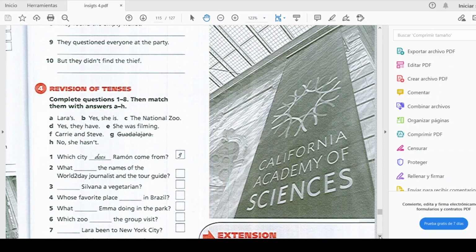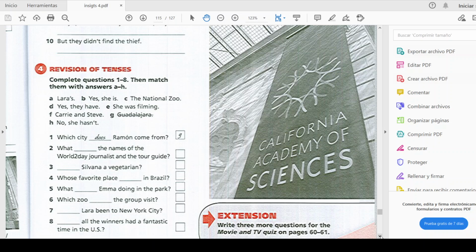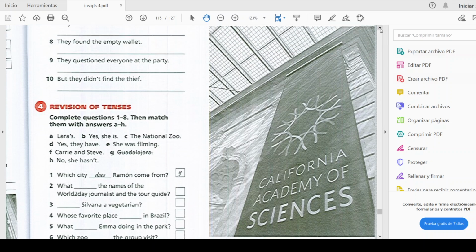In exercise number 4, as you can see, we have revision of tenses. So you are going to complete the questions that you have here from 1 to 8. And then you are going to match them with the answers from A to H. Okay, you have the answers here. So you are going to write the letters in those spaces, in those squares. Basically, that's what you are going to do in that exercise.